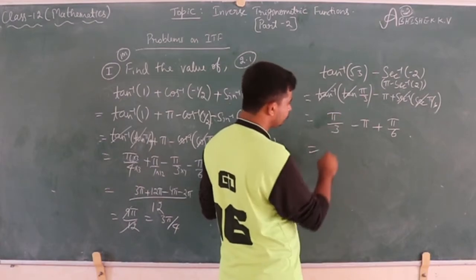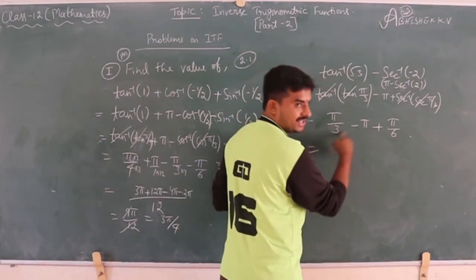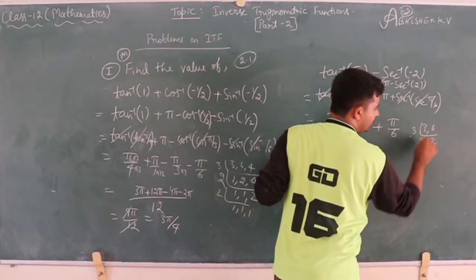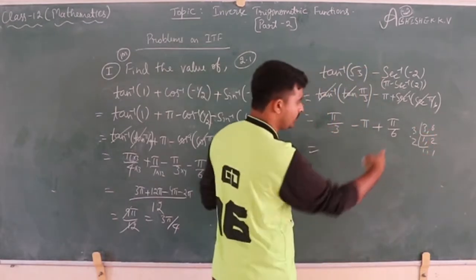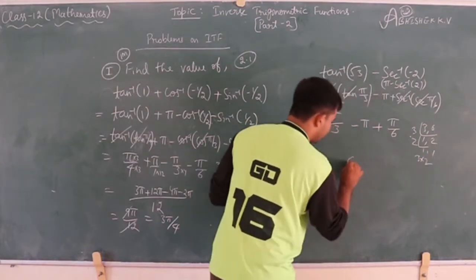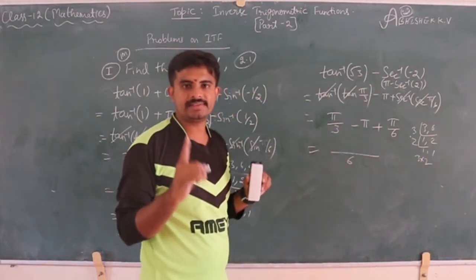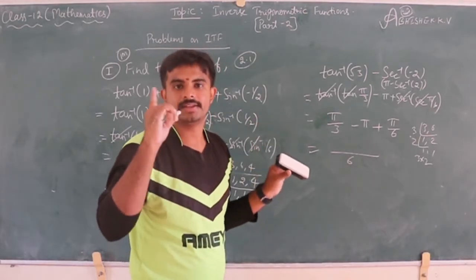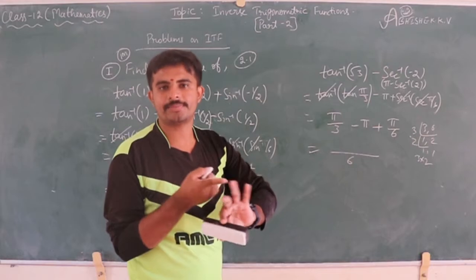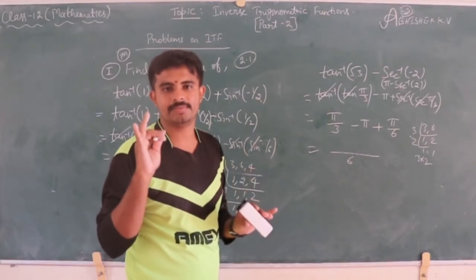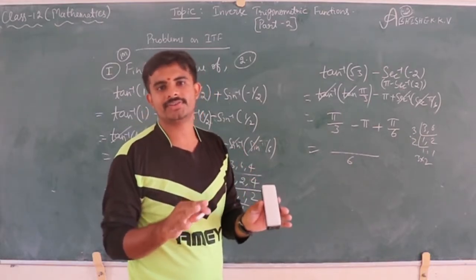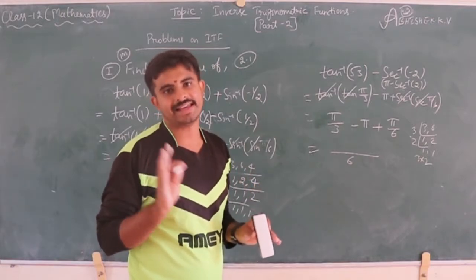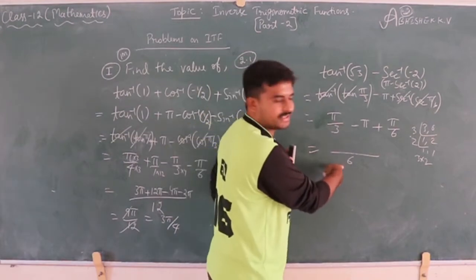What is the LCM for 3 and 6? 3 ones are 3, 3 twos are 6. 6 is the LCM. See, that's why I told you, basic information is very useful for studying class 12. You should know addition, subtraction, multiplication, division, LCM, HCF, polynomial functions. You should know all the basic things. Then only you will succeed in class 12. Okay? See, 6 is the LCM.